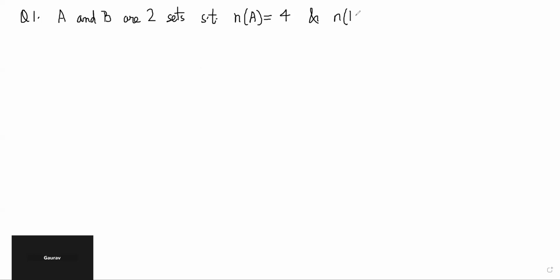Okay, I'll give you some problems. These will be homework for the next class. Try them out and write the problems right now. Question 1: A and B are two sets such that n of A is 4. n of A means the number of elements of A is 4, and n of B is 5.